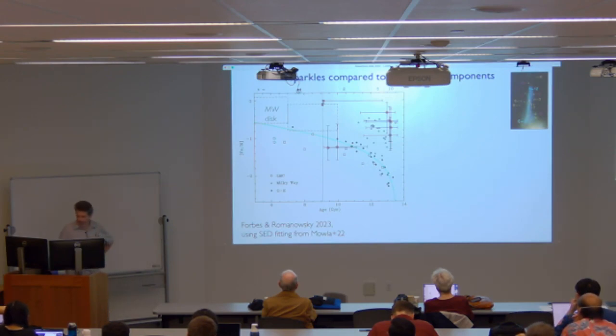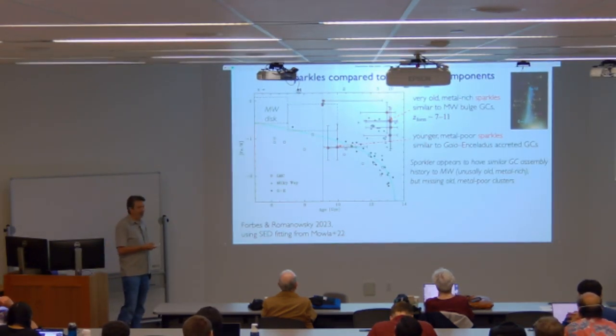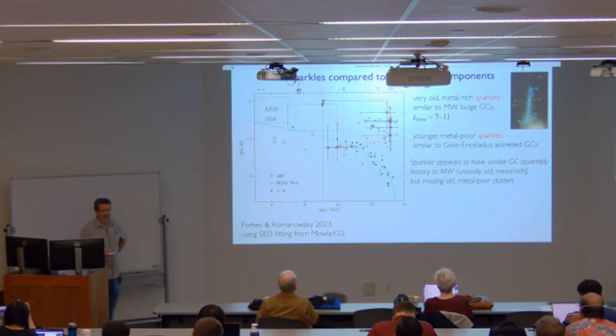At first glance, first of all, the formation redshift they got is between 7 and 11. So again, that's unusually high in the standard models for metal-rich clusters. It should be more like 2. And then there are some younger ones, as you would expect. So it appears like, okay, maybe the Milky Way is not the only oddball. Here's already another one with these high redshift formation of globular clusters, metal-rich globular clusters.